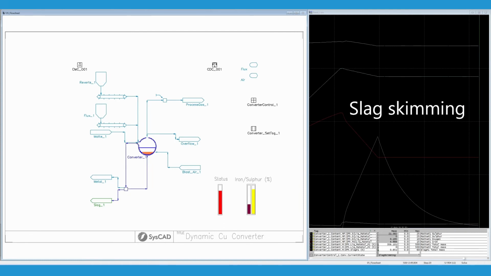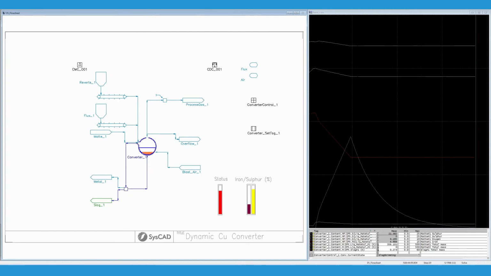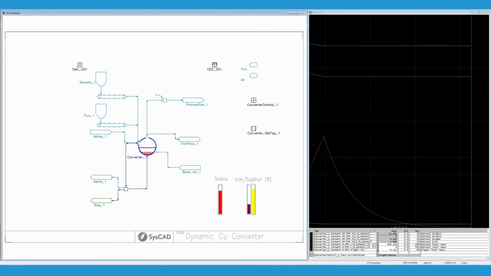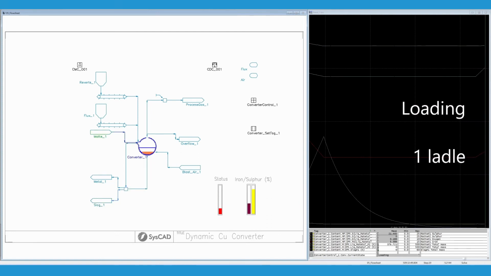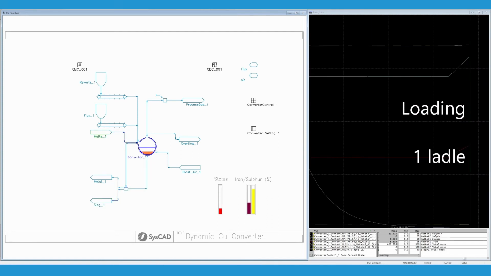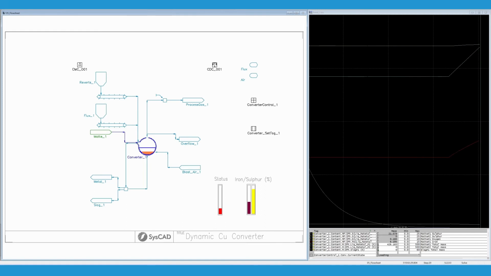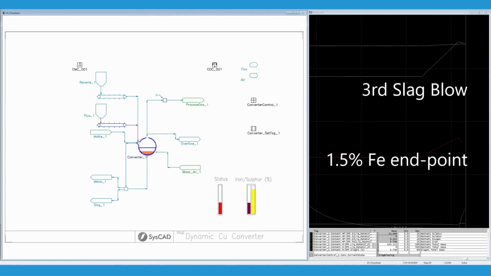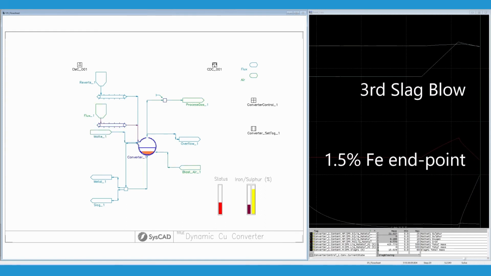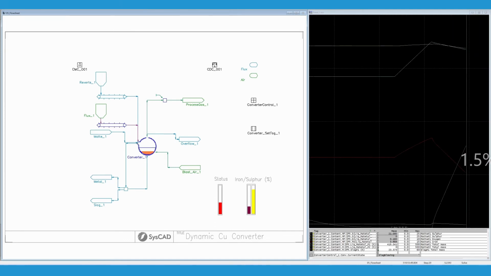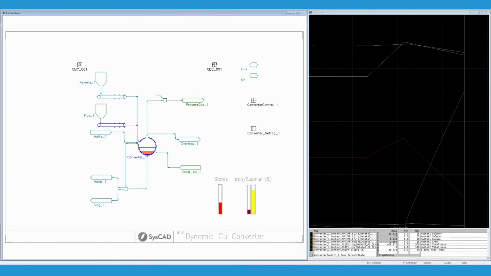8%. This is followed by the second slag blow, also set to 5% iron endpoint, which in this case results in a relatively short blow. Notice how the oxygen dissolves in matte during the early stages of the slag blows. In practice, this type of model could help understand better the addition of flux to avoid precipitation of silica before the matte is saturated with oxygen.